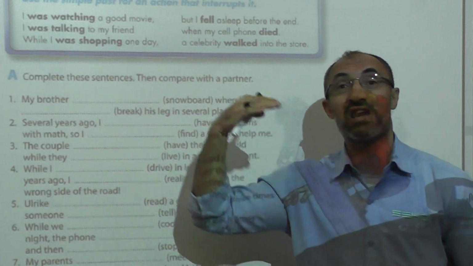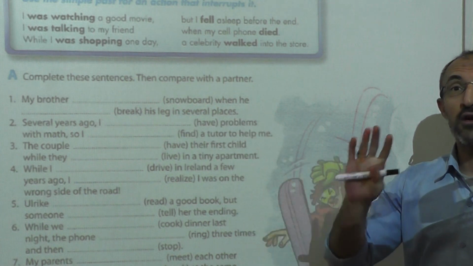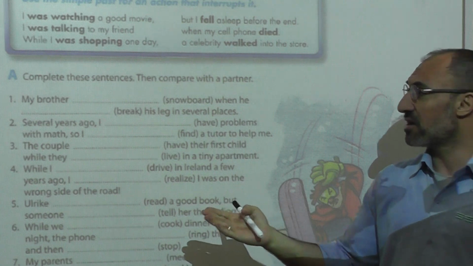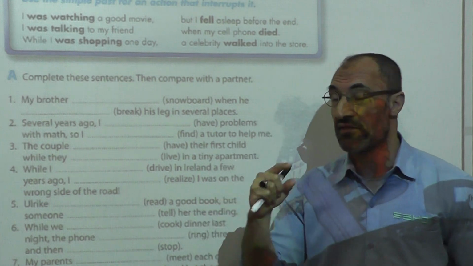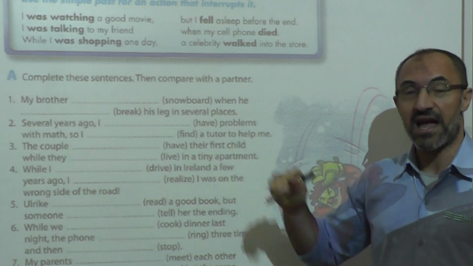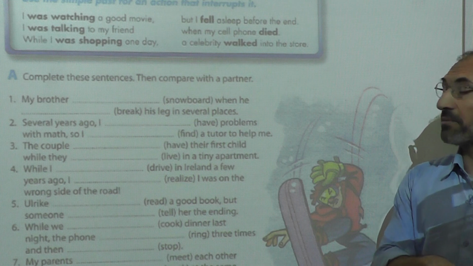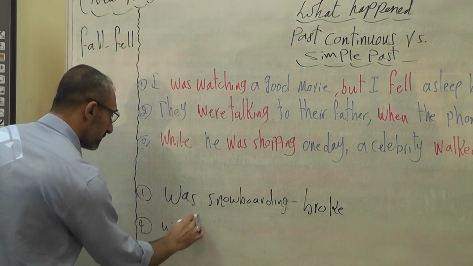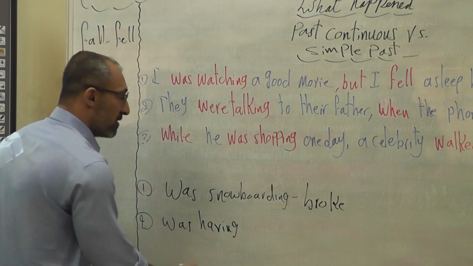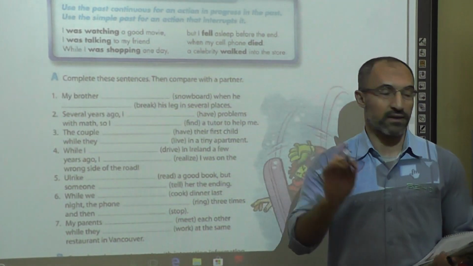So that was my continuous action, the past continuous action. I was having problems with math. So what happened? So I find. Find here should be in the simple past form, the one that will interrupt the in-progress action. The past of find is not regular, it's irregular. It's going to be found. So for the first space, it's going to be I was having. Then the simple past form of find. It's going to be what? Found.